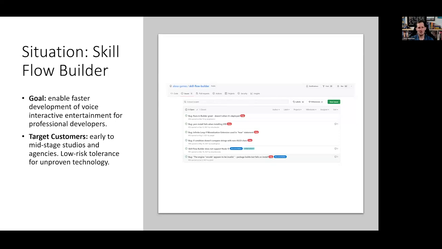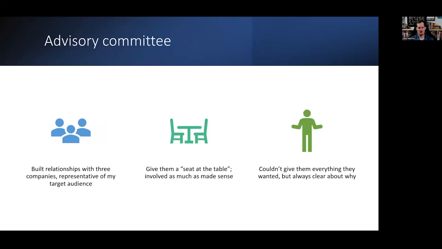So just to recap a little bit: for the advisory committee within Skillflow Builder, we built relationships with 3 target companies. It was important that they were representative of the segment I was pursuing, because what I was looking for was fidelity of signal. When I'm talking to the advisory committee, I want feedback from them that is representative of the broader market. And what we did is give them a seat at the table.